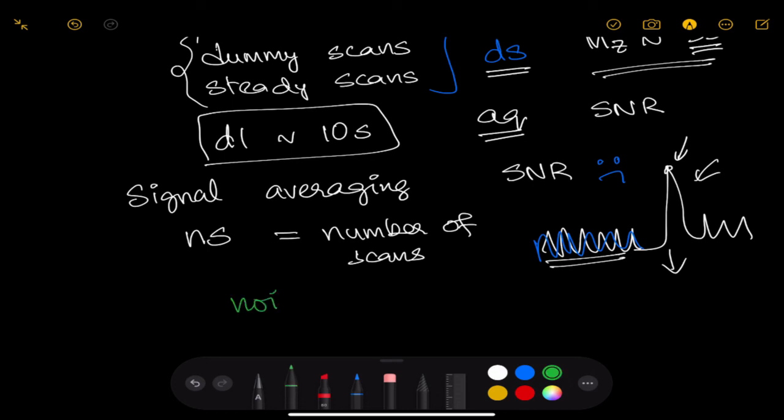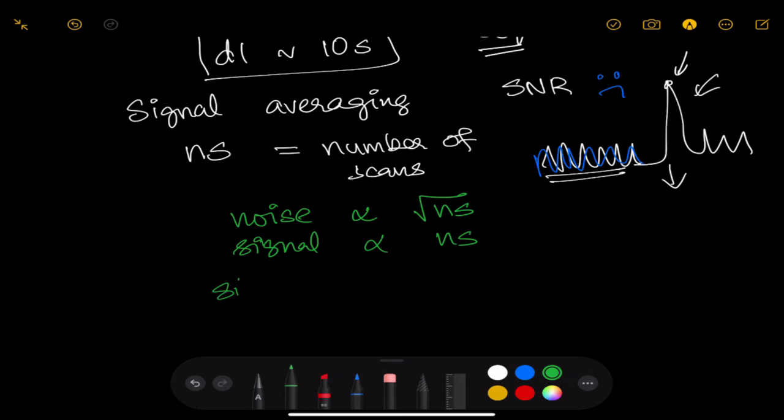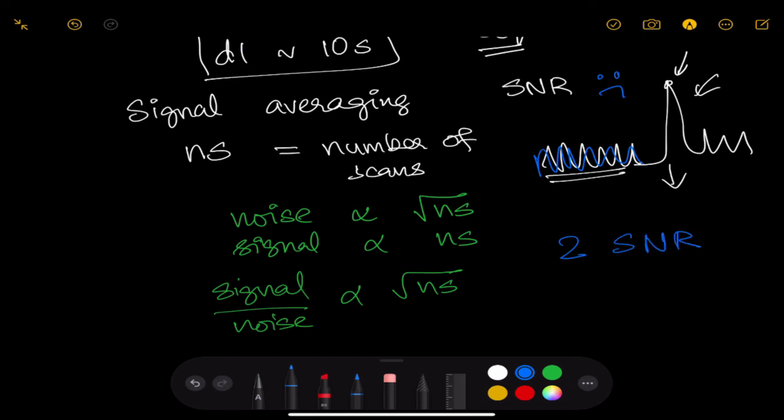where noise scales proportional to the square root of the number of scans, largely because it has destructive interference, while signal ends up scaling with the number of scans. So therefore, your signal to noise ratio ends up scaling with the square root of the number of scans. What does this mean? If you want to double your signal to noise ratio, then you need to increase your number of scans 4 times in order to achieve the same thing.